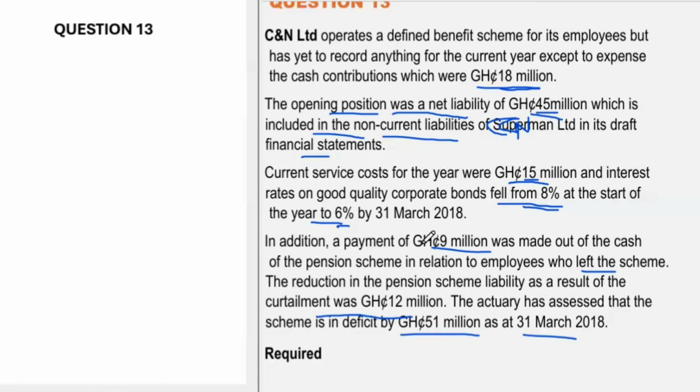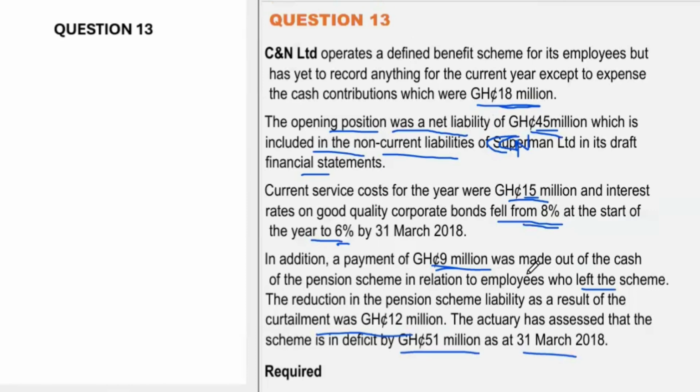Then we said a payment of 9 million was made out of the cash of the scheme in relation to employees who left the scheme. If employees left the scheme, what's the name? Curtailment: the reduction in the benefit or the reduction in the number of employees covered by the scheme. We solved questions on curtailment in the previous video. So this is curtailment.